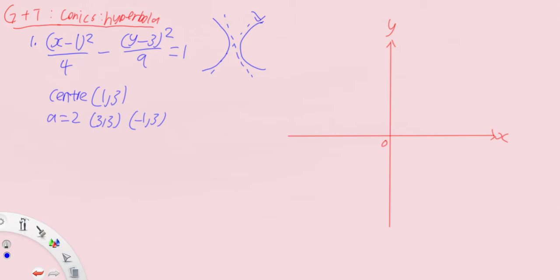So what we do is, we make y the subject. We will manipulate it until we get (y minus 3)² over 9 equals (x minus 1)² over 4 minus 1. As y approaches infinity, x approaches infinity. Because x approaches infinity, we know that x minus 1 approaches infinity, so this one approaches infinity. Infinity over 4 minus 1 is as good as infinity.